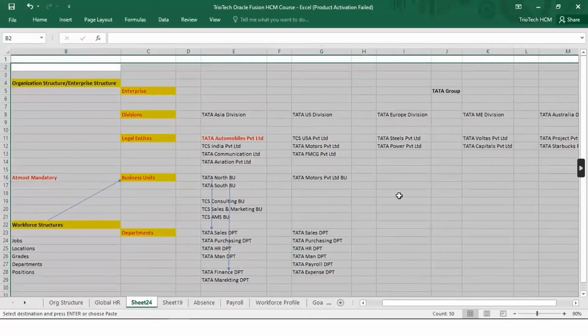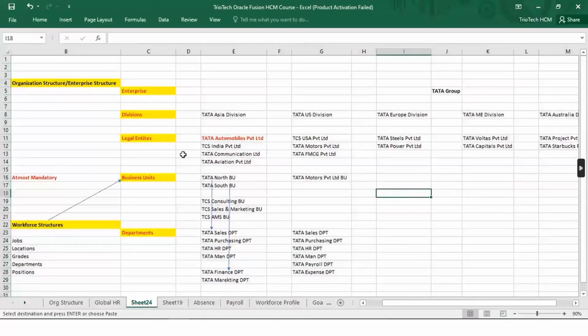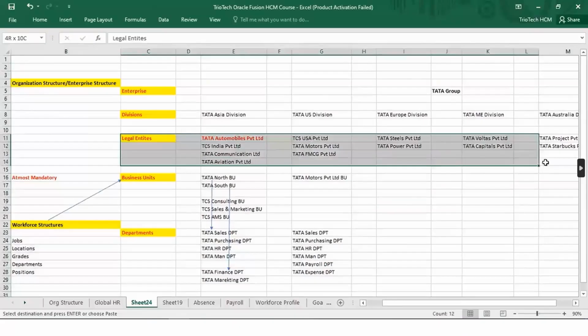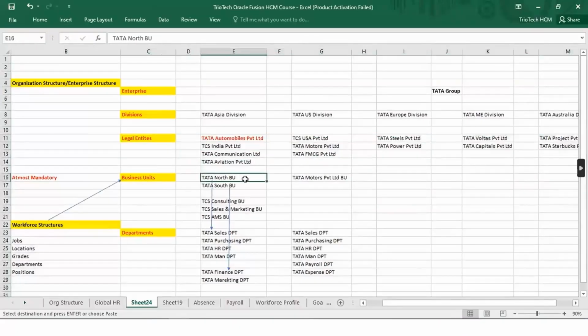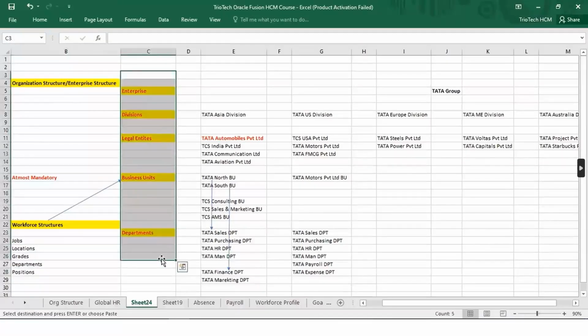Because when we are hiring the employee in the system, it will ask us in which company you are hiring the employee. Then in this legal entity, in which business unit you are hiring the employee. In this business unit, in which department you are hiring the employee. In this department, what job you are hiring the employee, in which location, in which grade, in which position, like that team. So this is about the org or the enterprise structure team.